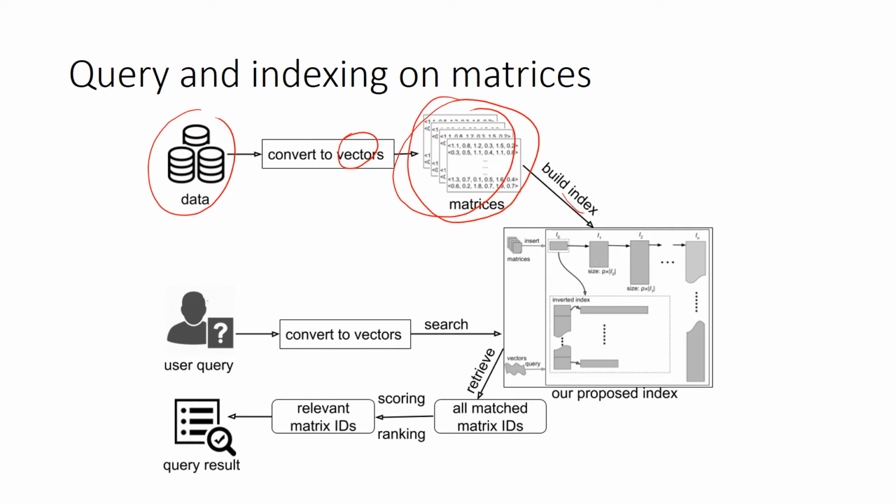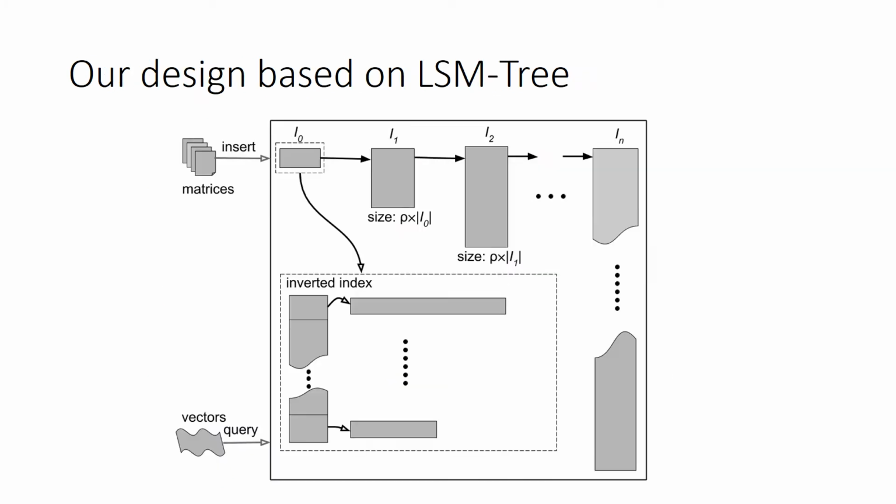When a user issues a query, we first convert the query into vectors, and then search on this inverted index. As a result, we can retrieve some matrices which are related to the user query, and then do some scoring and ranking, and finally we can present the query results to our users.